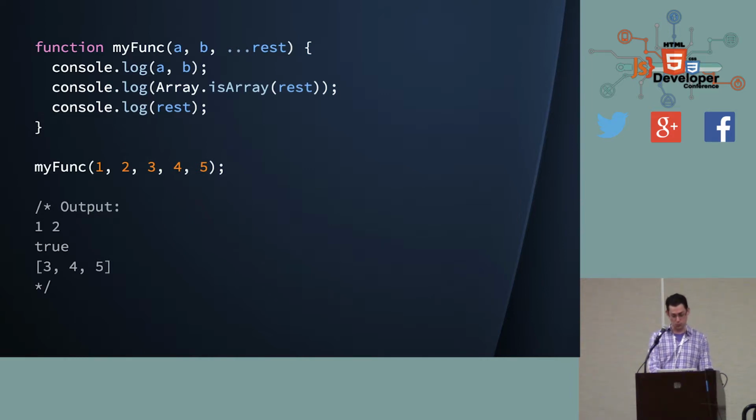If we call this with 1, 2, 3, 4, 5, as in the example, A and B get the values 1 and 2, and then the variable rest gets the array 3, 4, 5. And you can call rest whatever you want. It could be more, extras, whatever. I just chose rest. It's the three dots that signify rest parameters.